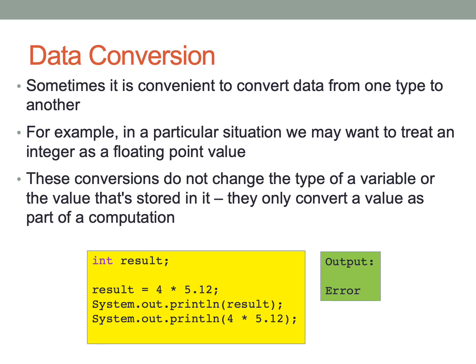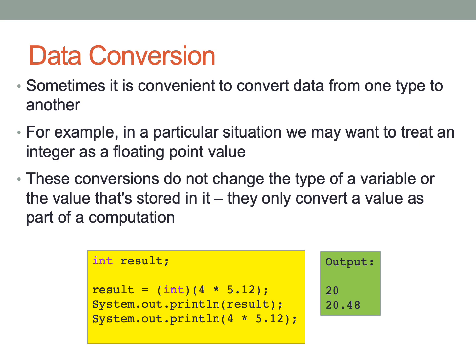For example, if we have int result, meaning that it should be an integer, but we have result equal to 4 times 5.12, which will result in decimal point 20.48. However, result is type int. If we try and run the code, this will give us an error. It cannot be compiled.